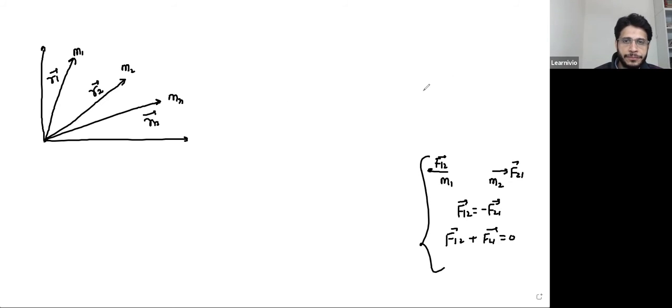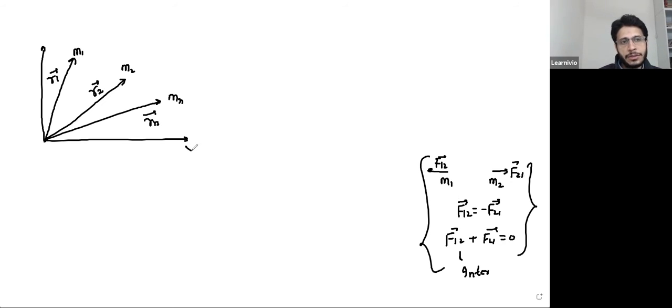Is this thing clear? Yes, sir, it's clear. And these forces are internal, because force on M2 by M1 and force on M1 by M2 are not external, they are basically internal forces. So these forces can just cancel out each other.